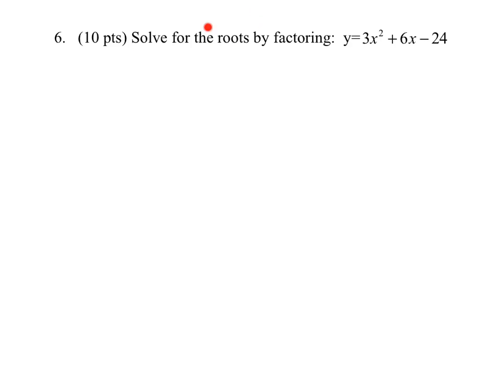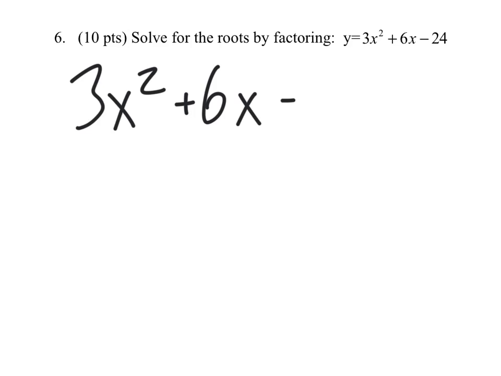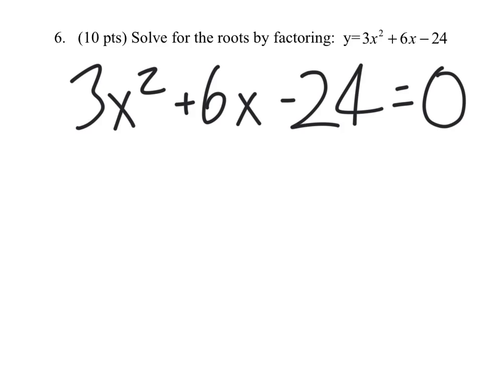Question number 6, we're going to be solving for the roots by factoring. And I notice that it's set to y. So what we can do is simply rewrite this and set this to 0, because again, we've got to find these roots. All right. So always make sure you set it to 0. Great. First thing that we need to do is evaluate this. Are there any greatest common factors? I noticed that we've got x to the second, we've got an x, but we don't have a variable in the third term, so that won't work.